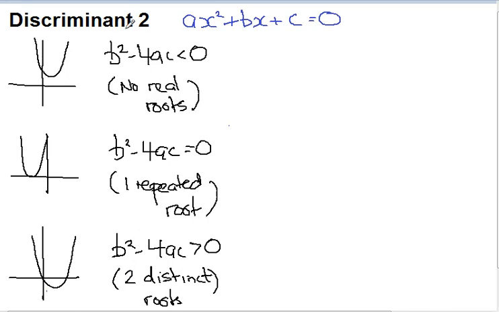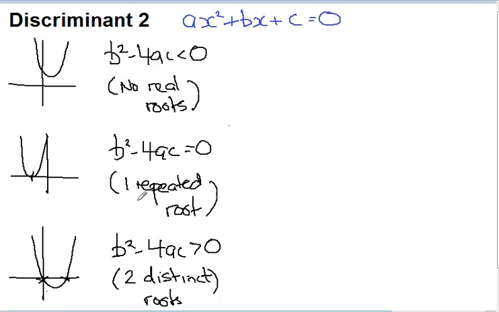So in the last video, we looked at the discriminant, and we looked at quadratic equations of this format. And the discriminant, b squared minus 4ac, when that's less than 0, we found out that there were no real roots, no places where the curve crossed the x-axis. When b squared minus 4ac is equal to 0, we had one repeated root, just crossing the x-axis at one point. And when b squared minus 4ac is greater than 0, we had two distinct roots, curve crossing at two different places.